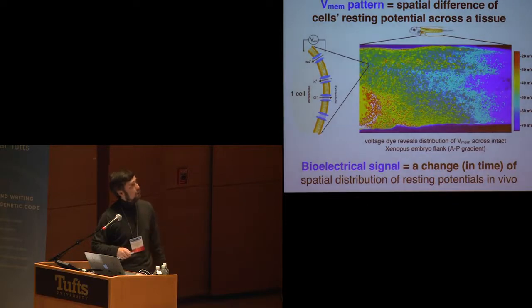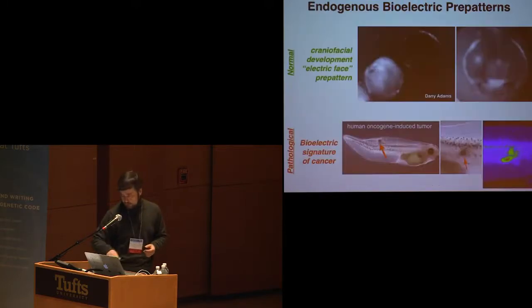I don't have to go through this anymore. You've heard a nice introduction where basically each cell has its own voltage gradient across its membrane. The differential of resting potentials across a field of cells such as this tadpole here forms what we call a Vmem pattern, or a snapshot of bioelectric activity, and then there are a variety of bioelectrical signals that are temporal changes in this pattern.